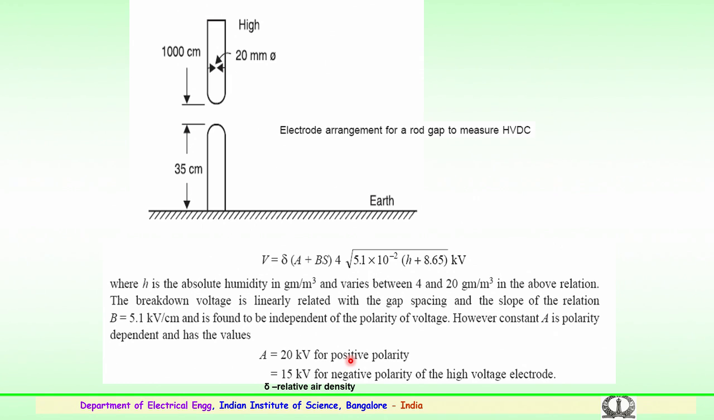However, the constant A shown in the equation is dependent on polarity and has the values given here. A could be equal to 20 kilovolts for positive polarity, or 15 kV for negative polarity of the high voltage electrode, and delta is the relative air density factor.